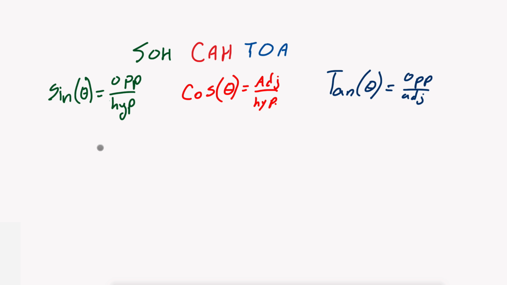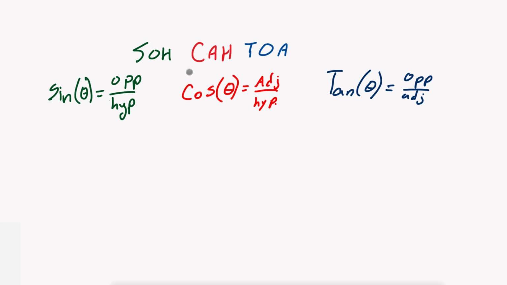This is the crash course in Soh-Cah-Toa. Now, Soh-Cah-Toa is an acronym that stands for sine of theta is equal to the opposite over the hypotenuse, cosine of theta is equal to the adjacent over hypotenuse, and tangent of theta is equal to opposite over the adjacent. Now, this is very useful when you are dealing with right triangles.